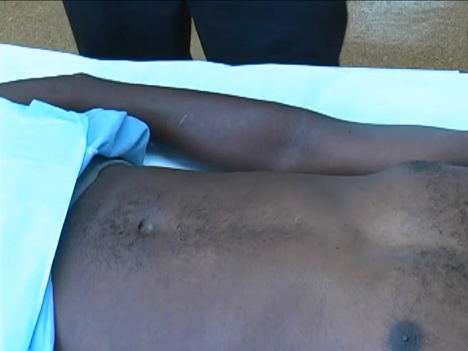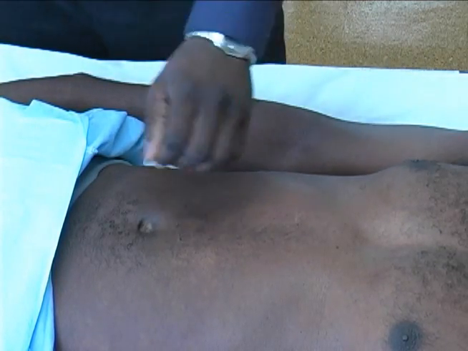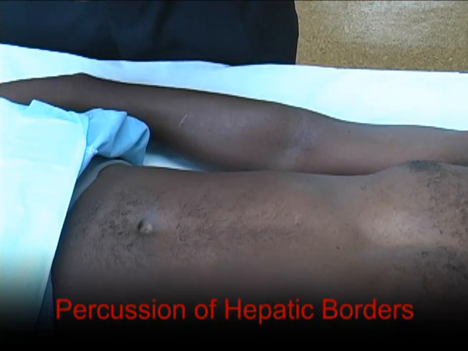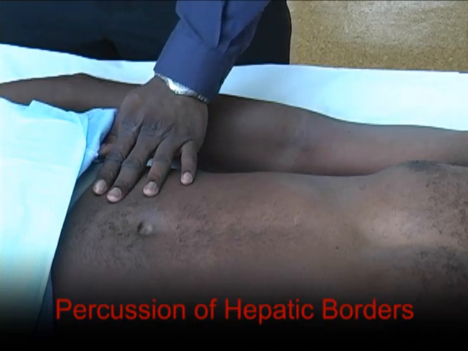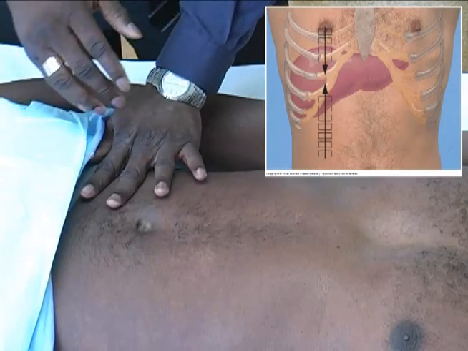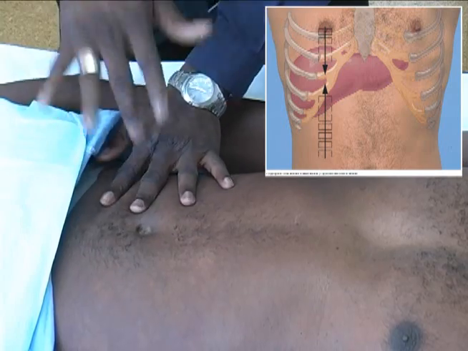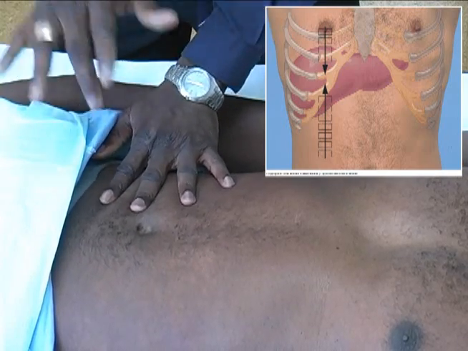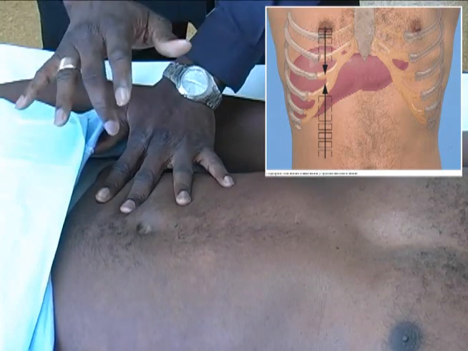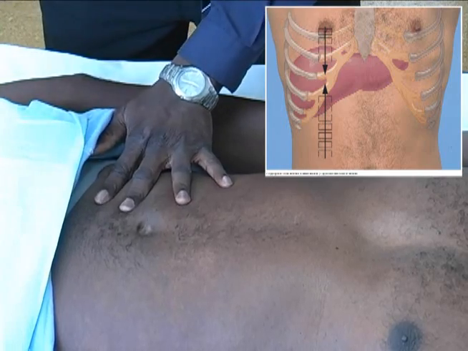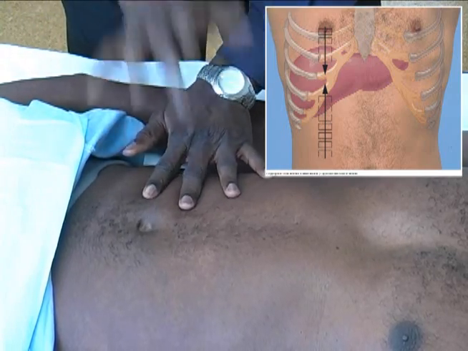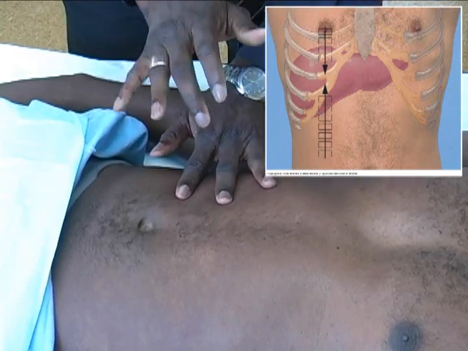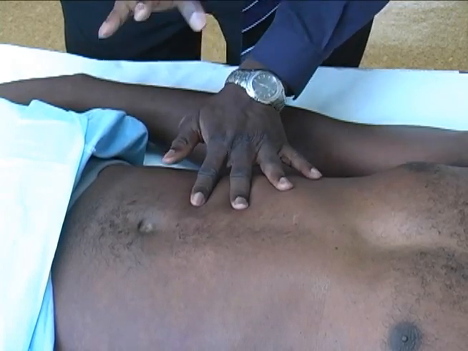Next, we will percuss the right lobe of the liver, and we percuss along the mid-clavicular line. For the left lobe, we'll percuss along the mid-sternal line. Start in an area of tympany below the umbilicus and percuss upwards until an area of dullness is reached. Note that point.